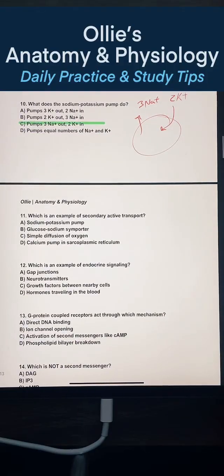Number 11, what is an example of a secondary active transport? A, B, C, or D for this one. What do you all think?